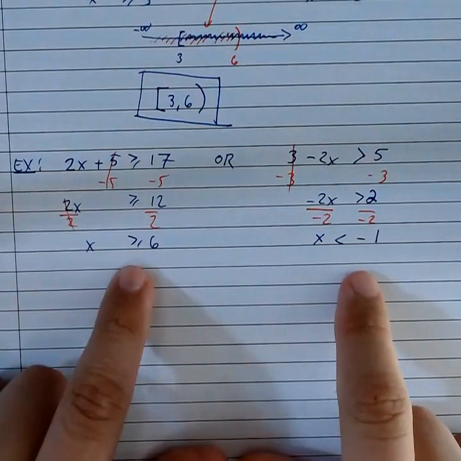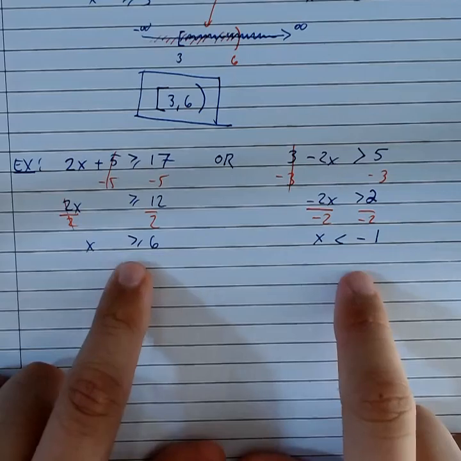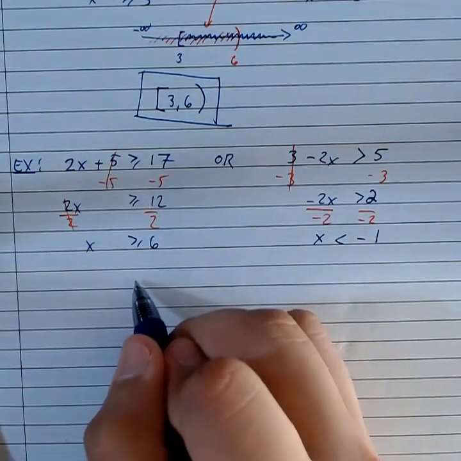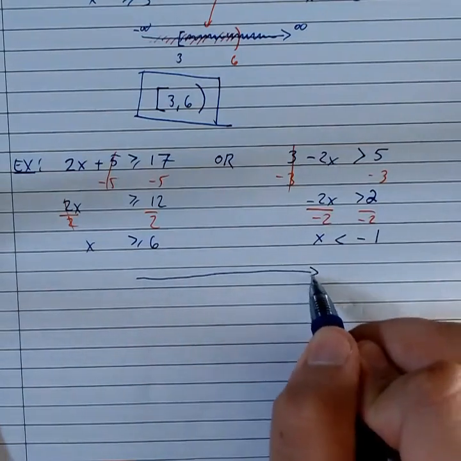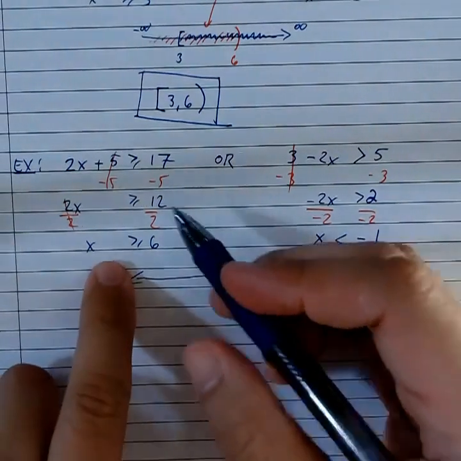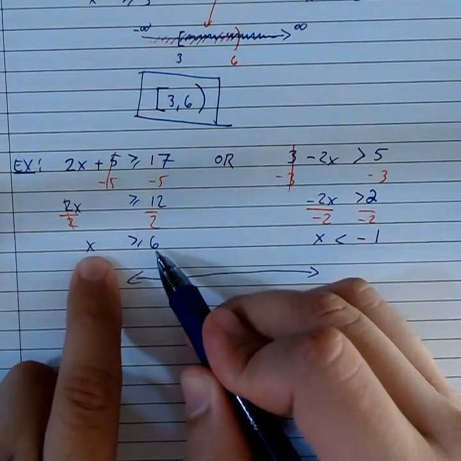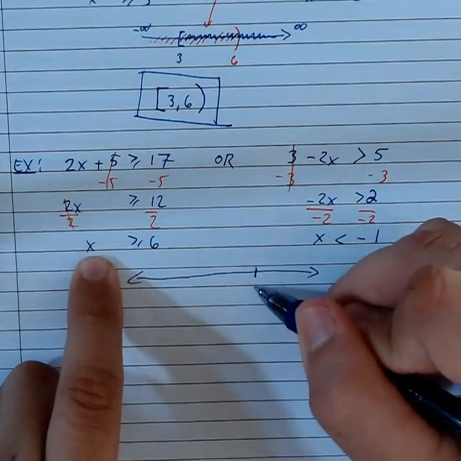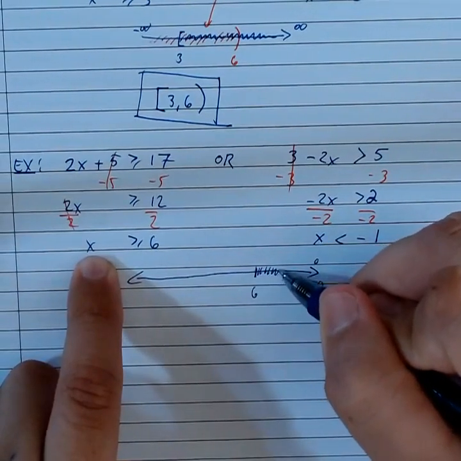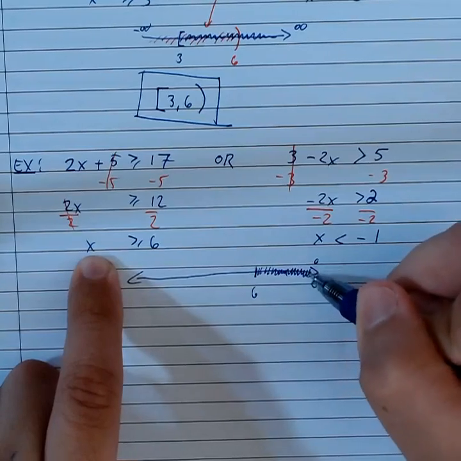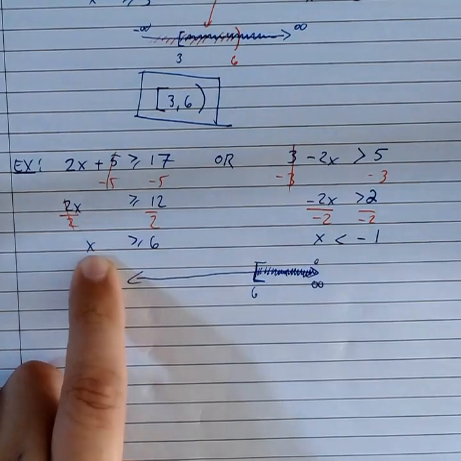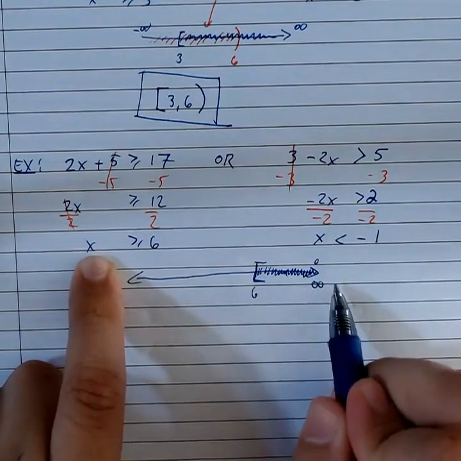With an "and" statement, you're looking for where they overlap. With an "or" statement, you're looking for any number that solves at least one part of the compound inequality. x is greater than or equal to 6. Well, here's 6, and greater than 6 means to the right. It's greater than or equal to, so we're going to include the 6 as part of our inequality. So from 6 to the right.